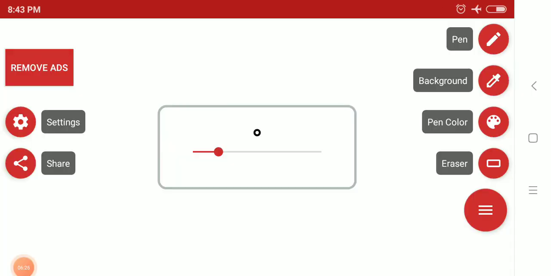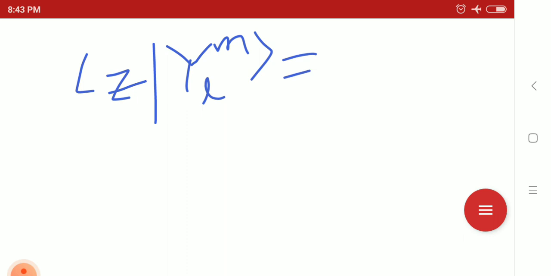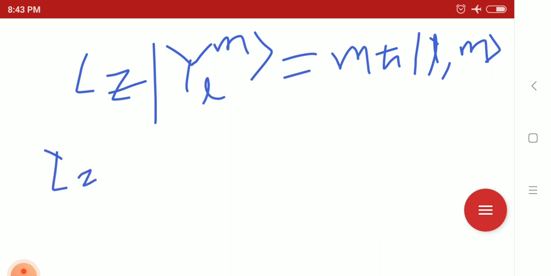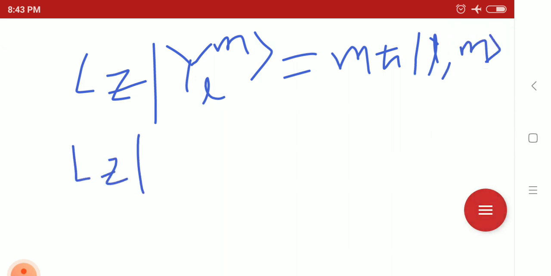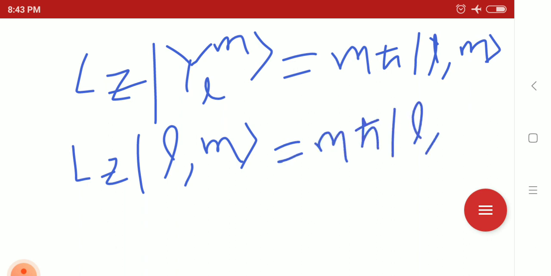So let us take an example of matrix representation of an operator. Suppose we have the Lz matrix. We know that whenever Lz acts on the spherical harmonics Y_lm, it will produce m h-cut times that same state. Let me write it clearly. When Lz operates on |l, m>, it will produce m h-cut |l, m>.